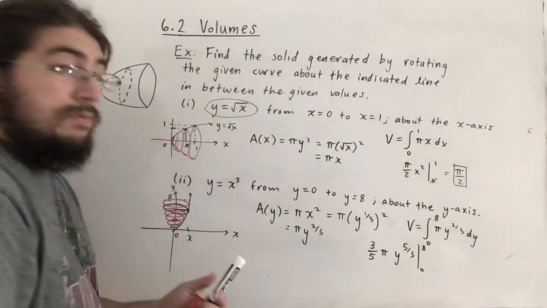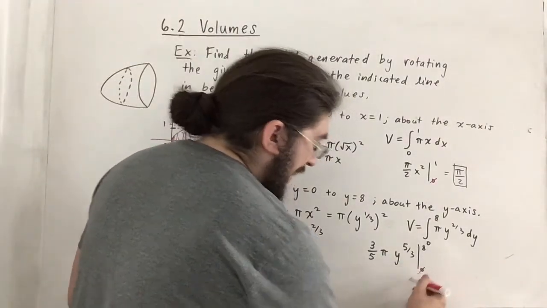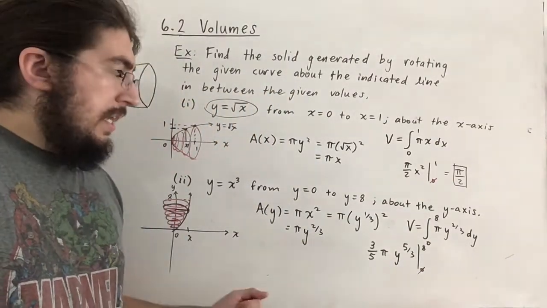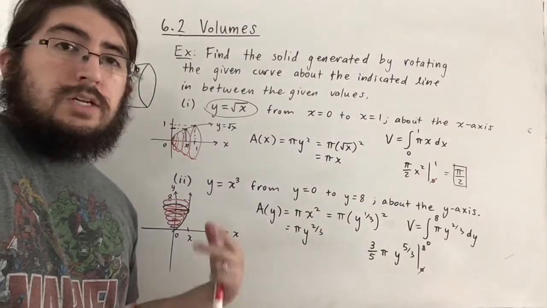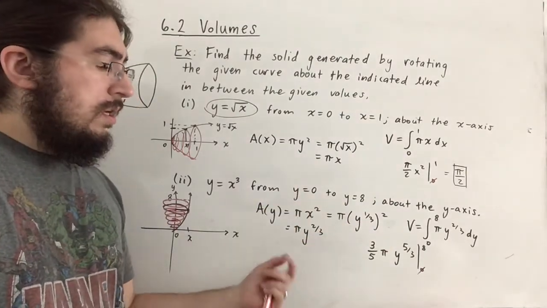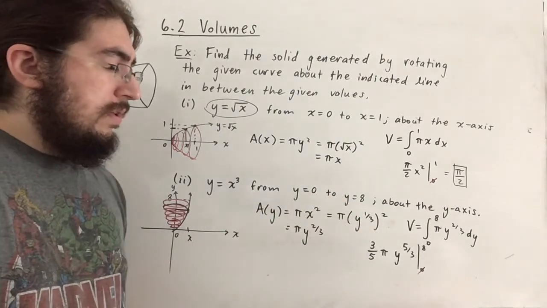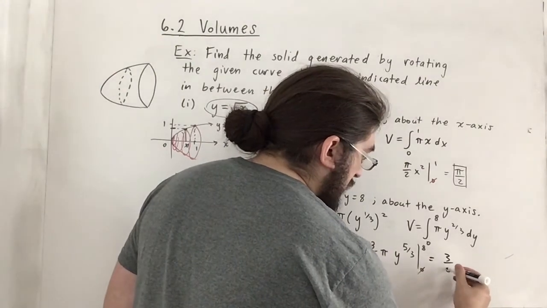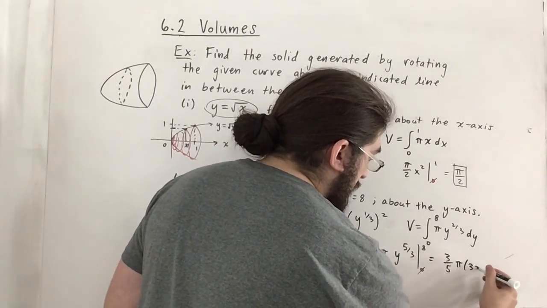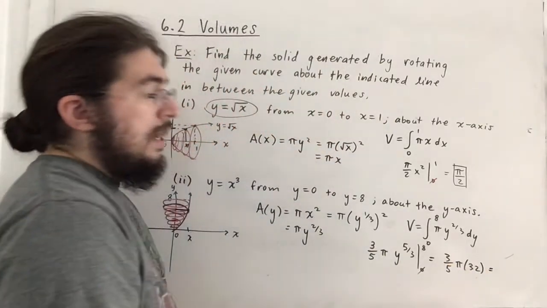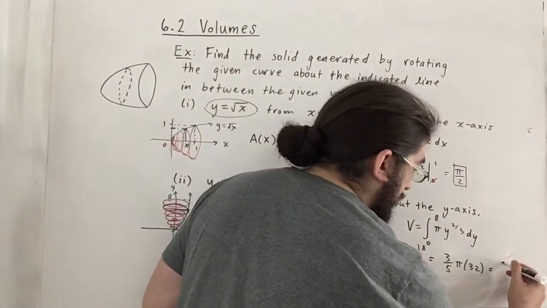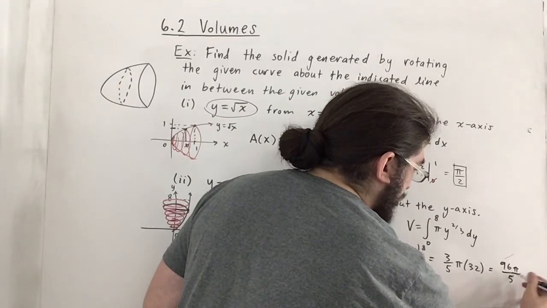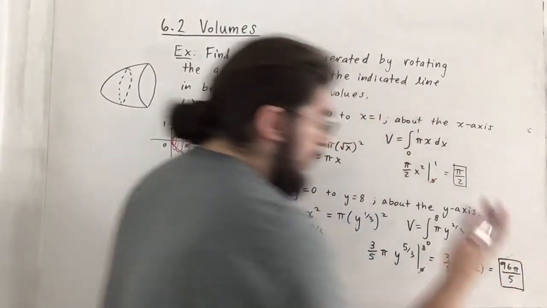When you plug in 0, it's 0. When you plug in 8, let's see. Well, 8 to the 5/3 is, well, remember the 1/3 power means cube root. The cube root of 8 is 2, so then we have 2 to the 5th, which is 32. So when all is said and done, we get 3/5 times pi times 32. And if you bring that up to the numerator, 32 times 3 is 96. So we actually just get 96 over 5 times pi. Or let's write it as 96 pi over 5. That sounds a little better, but it's really the same thing.